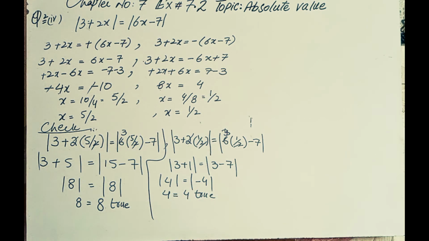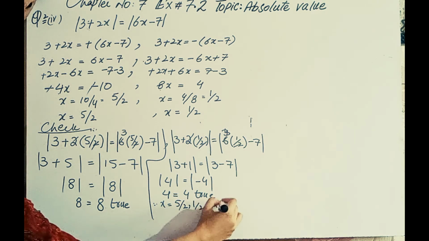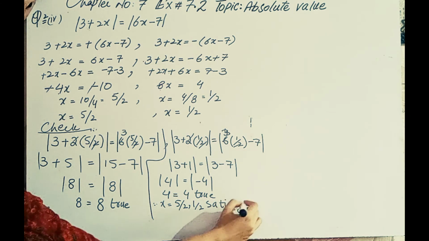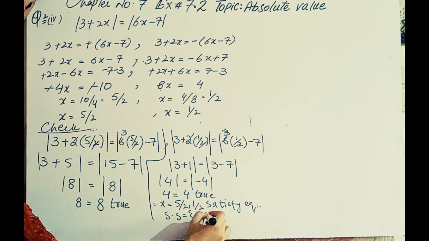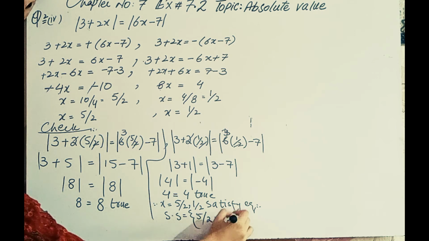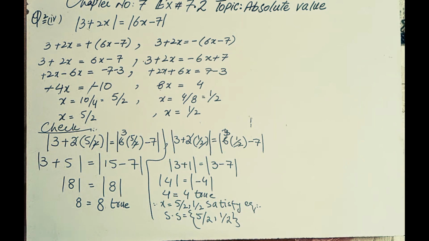It means both values 5 by 2 and 1 by 2 satisfy the original equation. x equals 5 by 2 and 1 by 2 satisfy the equation. So our solution set is 5 by 2 and 1 by 2. We have the two solutions here in the same way. Okay, the next part here.